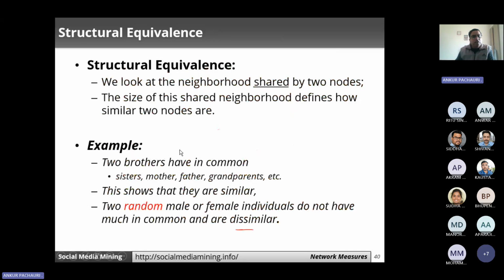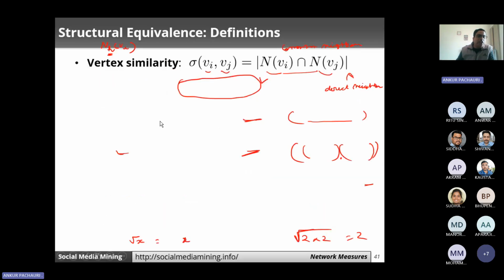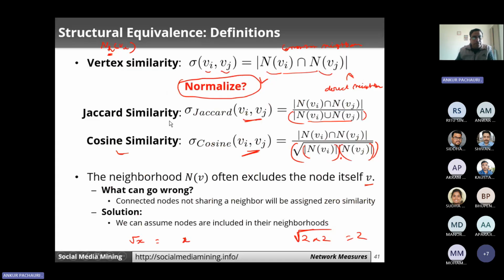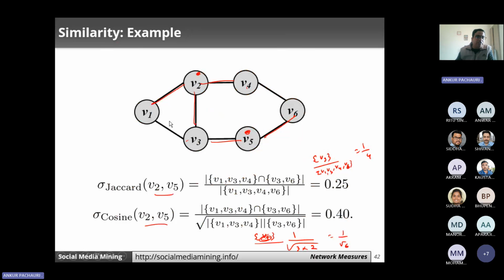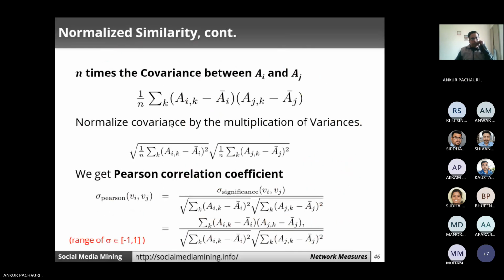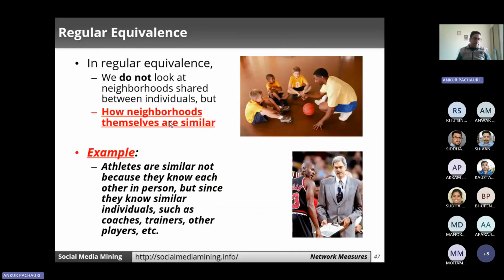Equivalence means we are trying to find the similarity of two nodes based on the shared neighborhood. If there are more neighbors being shared, then the similarity value of those two nodes will be high. That's purely based on the common neighbors. The next type was regular equivalence, in which it is not necessary that we have some shared neighborhood.